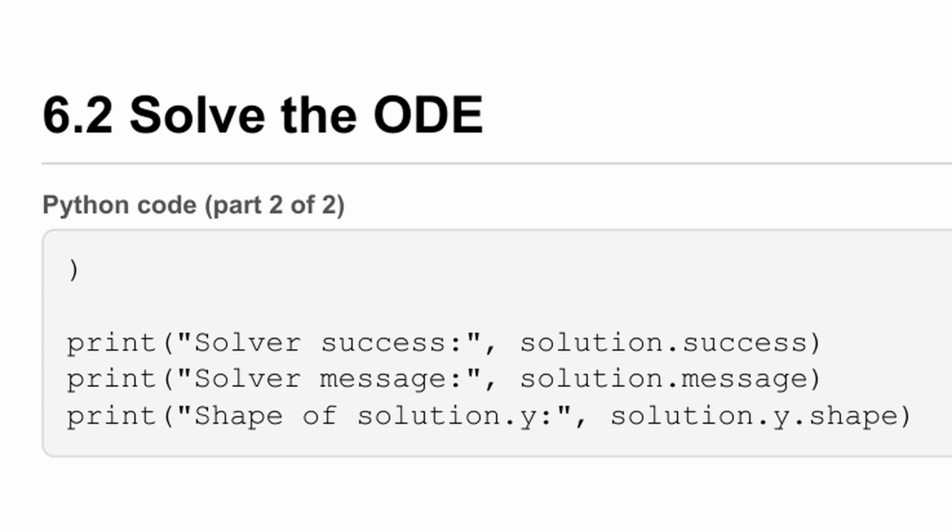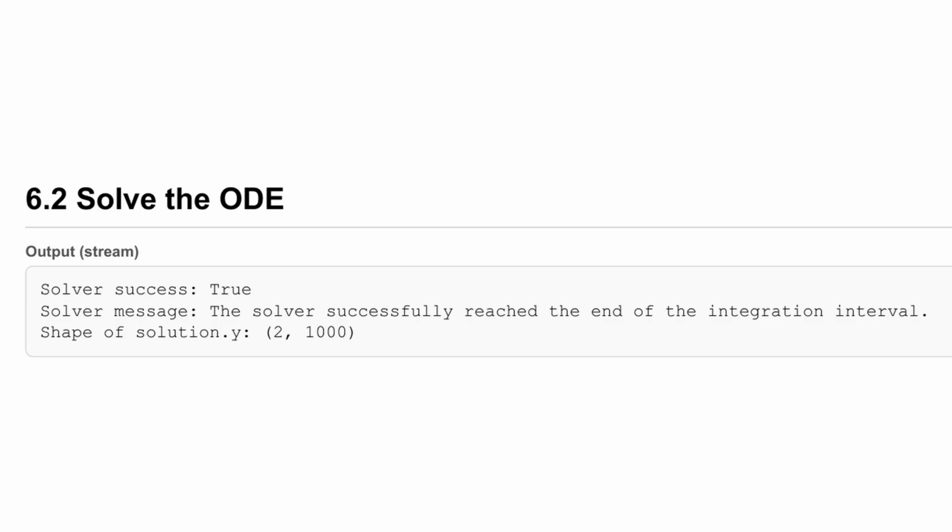Once the solver finishes, we check the success attribute and the status message to ensure the integration reached the end of the interval without errors. We also inspect the shape of the solution array, which confirms we have 2 rows, one for displacement and one for velocity, across our 1,000 time points. The output confirms a successful run. The solution object now contains a time array and a matrix of values representing the state of the oscillator at each of those times.